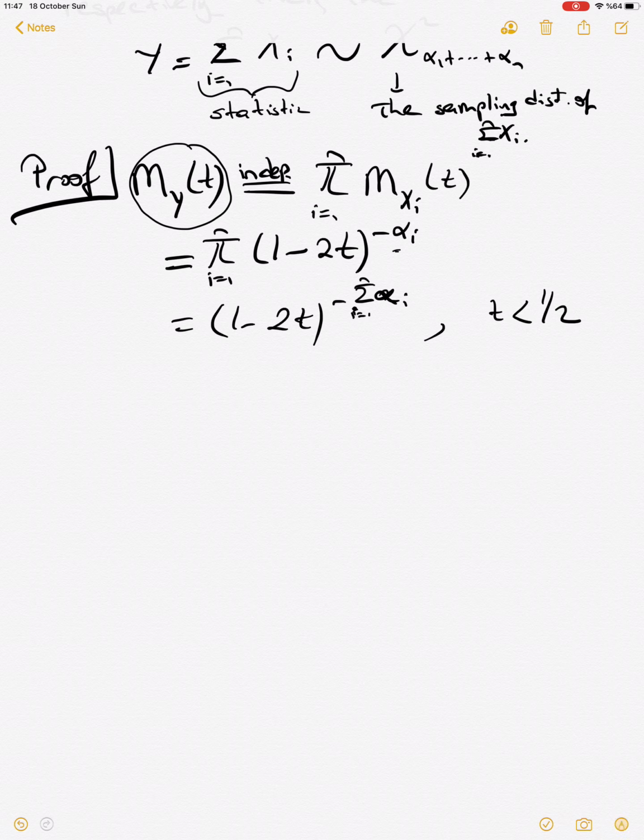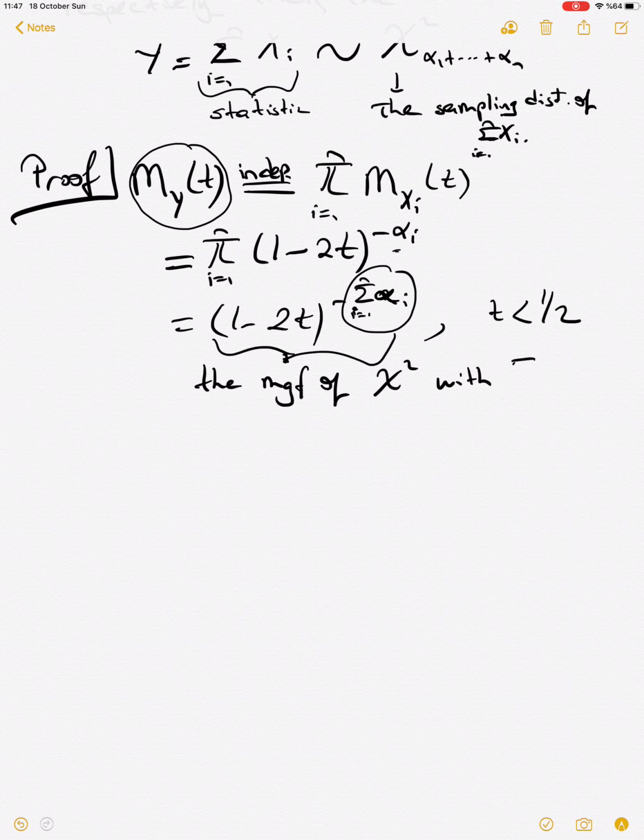This is exactly the same as the moment generating function of the chi-square distribution, where alpha is changed to summation alpha. So it is the MGF of chi-square with summation alpha i degrees of freedom. So this is the proof.